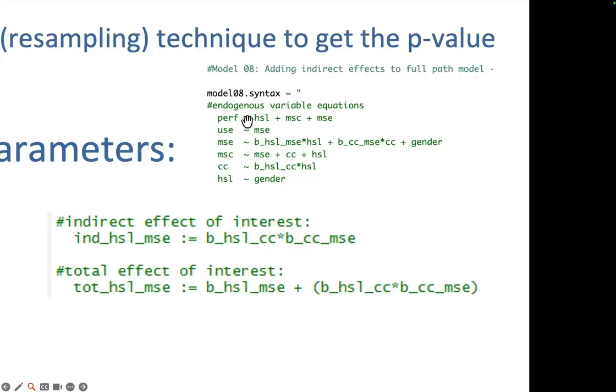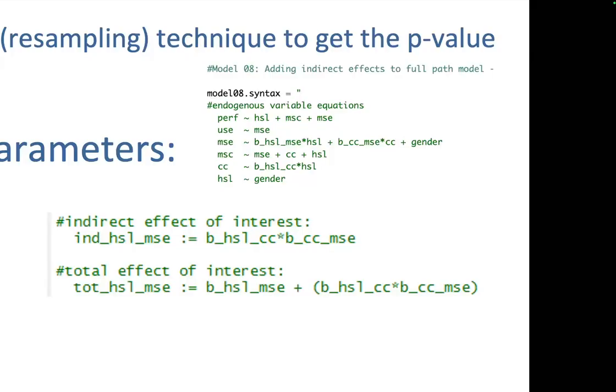Single tilde meant regression or intercept, double tilde meant covariance or variance, colon equals means I'm going to make a new thing, a new parameter. In this case, for indirect and total effects. So I name it, I put a colon equals, and then on the right-hand side, these are labels of parameters.